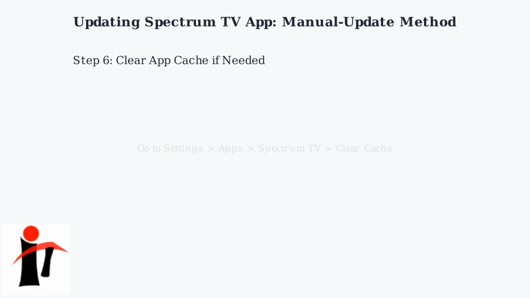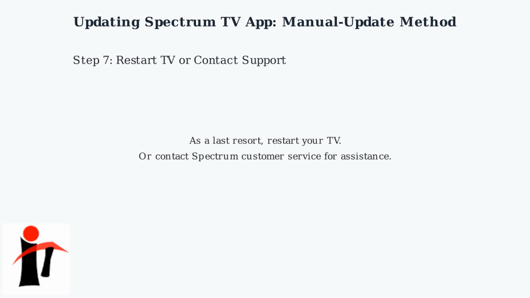If the update still doesn't work, try clearing the app cache by going to Settings, selecting Apps, finding Spectrum TV, and choosing Clear Cache. If manual updates still fail, restart your TV as a last resort. You can also contact Spectrum customer service for further help.